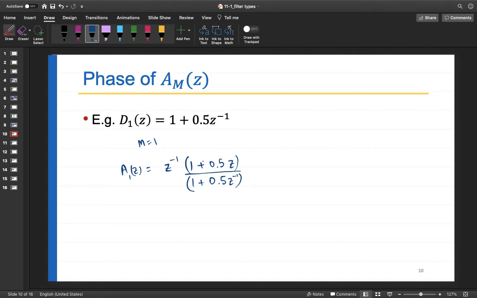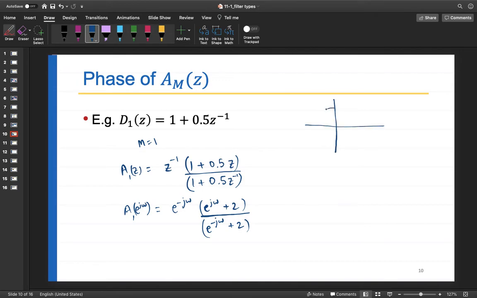Right. Okay, let's study what is the magnitude of the response. So basically A(e to the power j omega) is equal to e to the power minus j omega, and let me take 0.5 common, it becomes e to the power j omega plus 2, right? If I take 0.5 common, it becomes 2 here, divided by e to the power minus j omega plus 2, right? So let me draw it here.